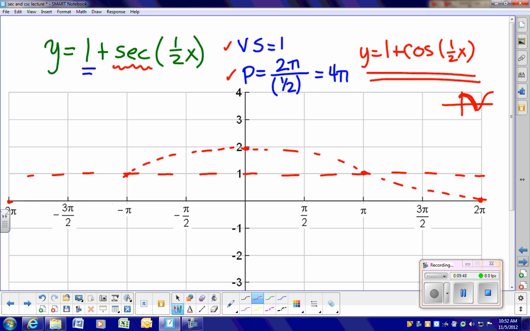Oh, I just realized I made a mistake over there, didn't I? I went down 2. Oh, no, I didn't. I'm okay. Looked weird for a second. Okay, so amplitude of 1 on both sides, period of 4 pi, vertical shift of 1 based on cosine.